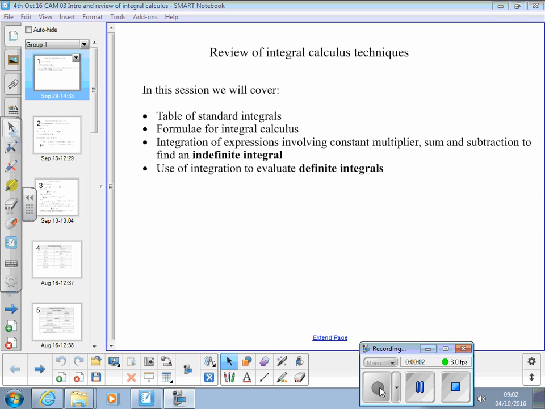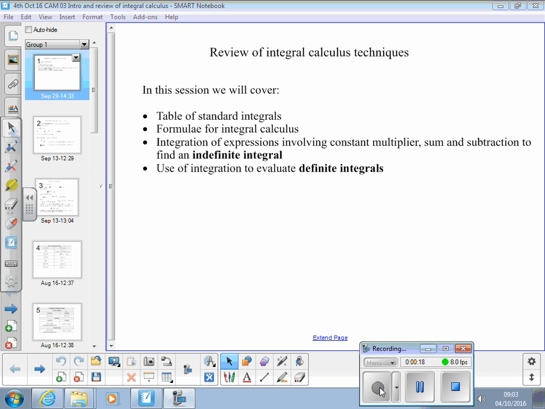Right, ladies and gents, review of integral calculus techniques. So we've gone through the differential calculus. Now we're going to have a look at the opposite of differential calculus, that is integral calculus.